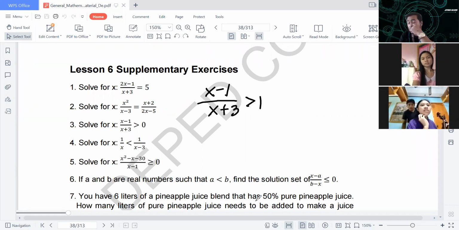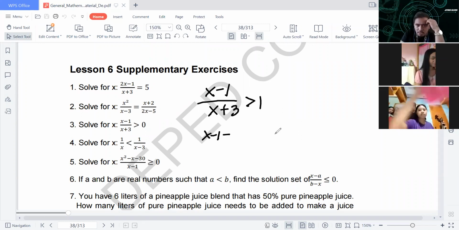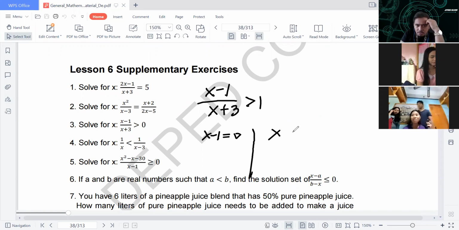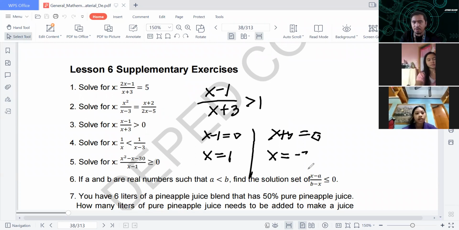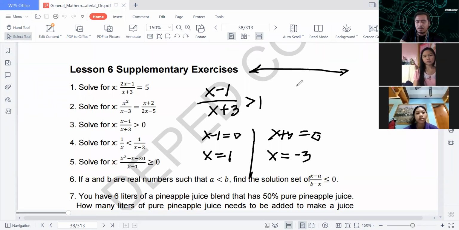Plus 1. So what we will be doing is, you will be equating this into 0, as well as this one into 0. So it should be x is equal to 1. In the other side, it should be x equal to -3, right? Yes, and after that, you will be plotting it in your real number line. So it will be -3, it should be 1.